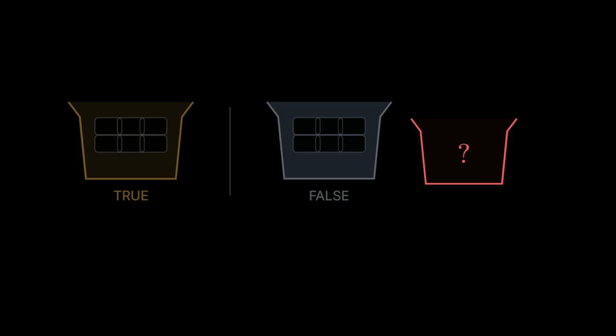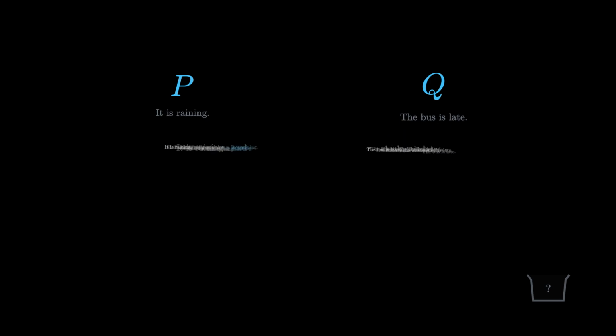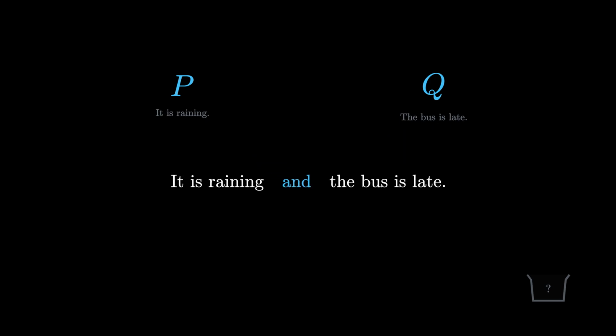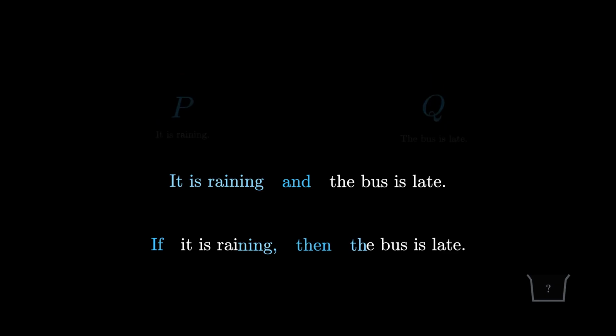Some of these cannot be taken apart. It is raining is just one claim. There is no smaller sentence hiding inside it, so give it a name. P. And here is another one. Q, the bus is late. 2 bricks. Now stick them together. It is raining and the bus is late. If it is raining, the bus is late. Same 2 bricks both times, only the word in the middle changed, and it changed the claim completely.